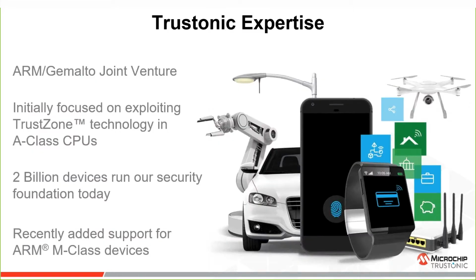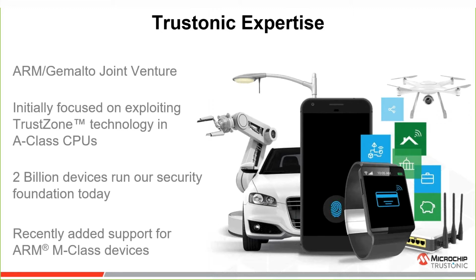So a little bit about Trustonic. Trustonic as a company is a joint venture that was formed by ARM, the chip makers, and Gemalto, a French security company. And we've been around 5 or 6 years. And we were formed to exploit TrustZone when TrustZone first came out in application processors, A-class CPUs. And we have about 2 billion devices running our secure operating system and our security foundation today. And these range from phones to cars to larger IoT devices.